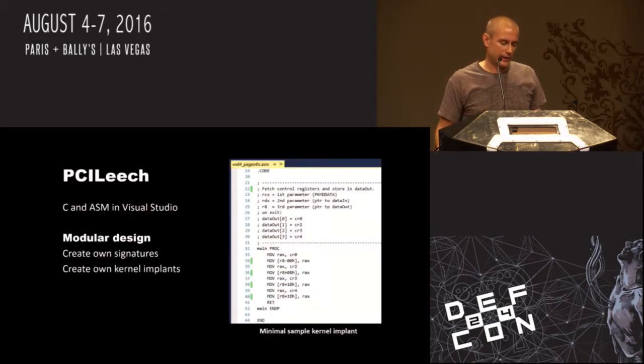It's written in C and assembly in Visual Studio. It has a modular design. I tried to make it as modular as possible. You should be able to create your own signatures very easily, and also create your own kernel implants. Actually, to the right here, you see a very minimal kernel implant. It's in assembly, and it reads some control registers of the CPU and prints them on the screen on the computer running the PCILeech main control program.